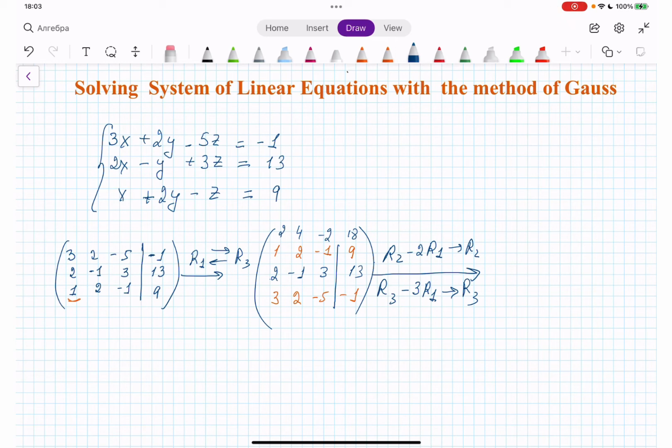Okay, let's do now R2 minus twice R1. First one, I rewrite the way it is: 1, 2, -1, 9. So for the second line, I'm changing color because there are going to be changes. This 2 minus this 2 is going to be 0. Next, this -1 minus this 4 is going to be -5.